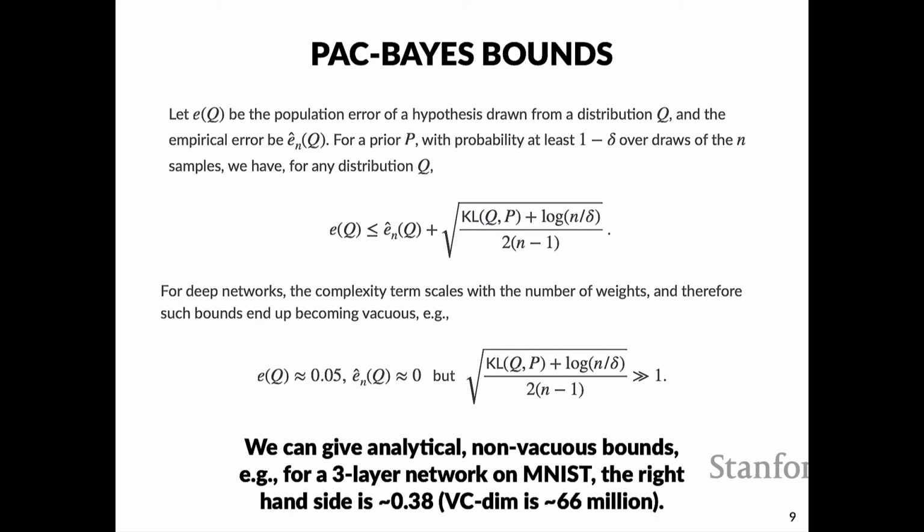Yeah. So in principle, if I choose a better prior, would I be able to make the right-hand side much smaller? Yeah, that's called transfer learning.